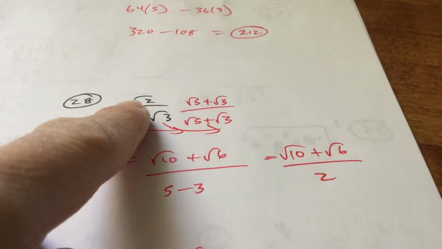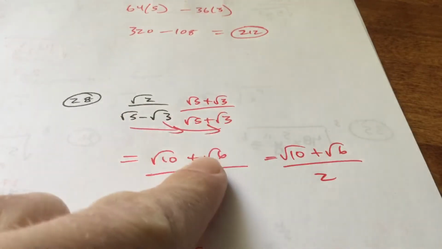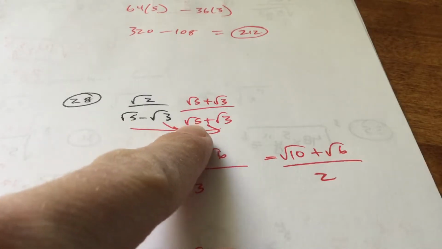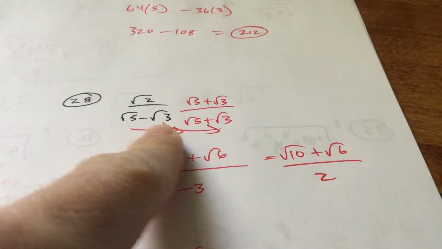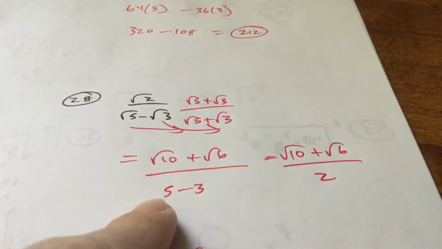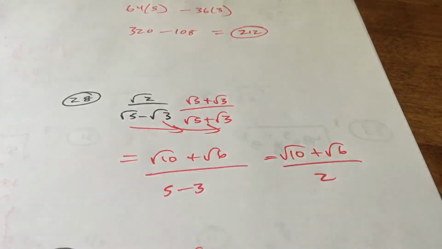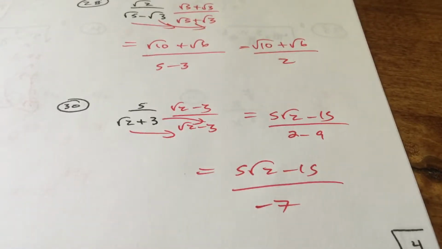Up top, we're going to do root 2 times root 5, root 10, plus root 2 times root 3, root 6. At the bottom, you're going to have root 5 times root 5, which is just 5, minus, because you have a negative times a positive, root 3 times root 3 is just 3. 5 minus 3 is 2. Folks, we can't divide everything by 2 because that is in the square root jail. All right, it's protected.